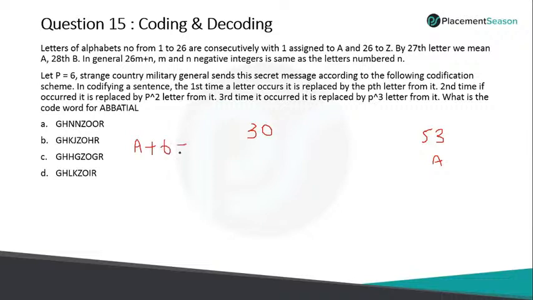Okay, I need to take the seventh letter, which is g. Again, second letter b. Again b is occurring for the very first time. So b is b plus 6. B is 2, plus 6 is equal to the eighth letter. It is h, and again for all options the second letter is h. You will not get anything.